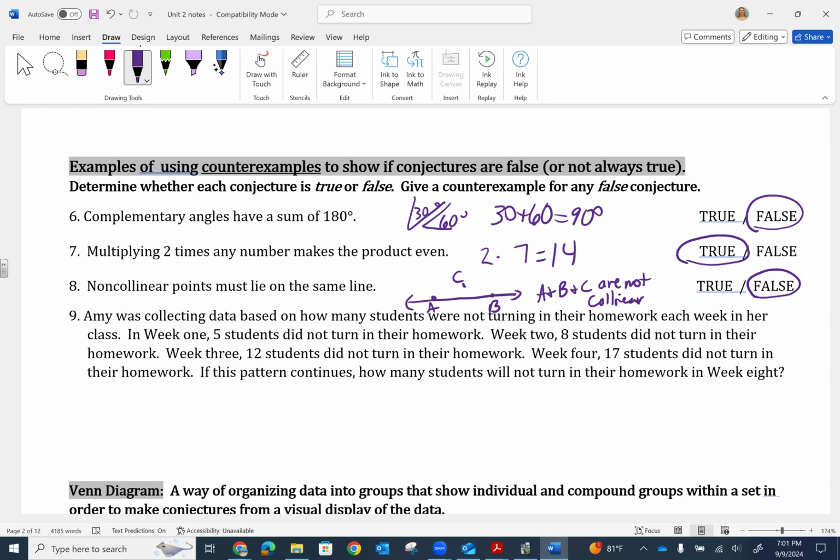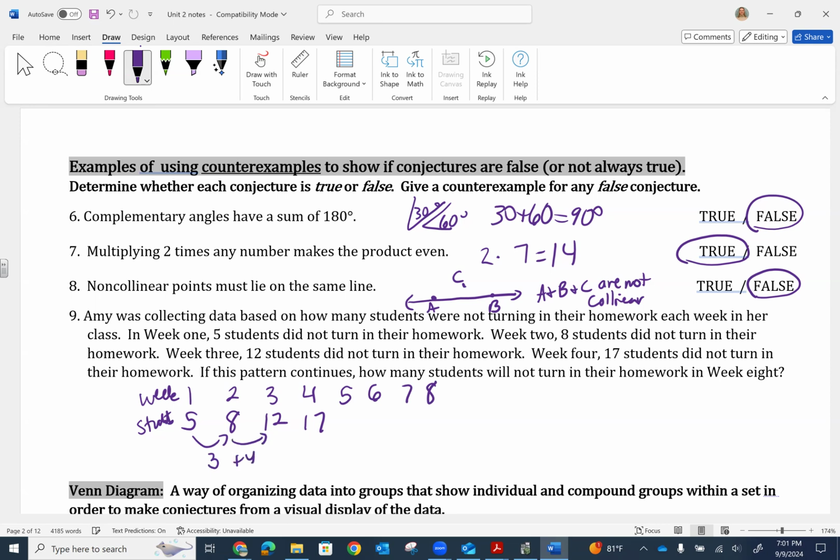So let's look at a pattern. Amy is collecting data: how many kids don't turn in their homework? In week 1, there are 5 kids. So 5 students didn't turn in the homework. Week 2, there are 8 kids who didn't turn in their homework. Week 3, there were 12. Week 4, there were 17. If this pattern continues, how many students will not turn in their homework in week 8? So weeks 5, 6, 7, and 8. See what the pattern is. I notice this is plus 3.